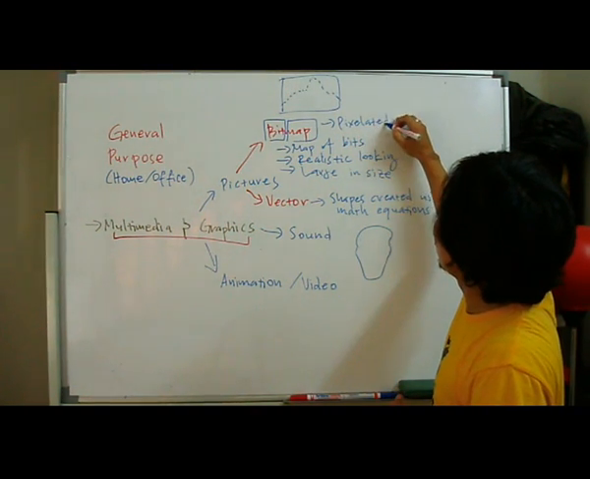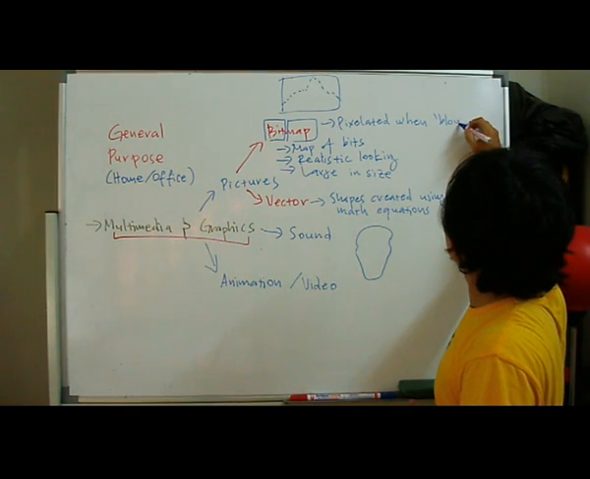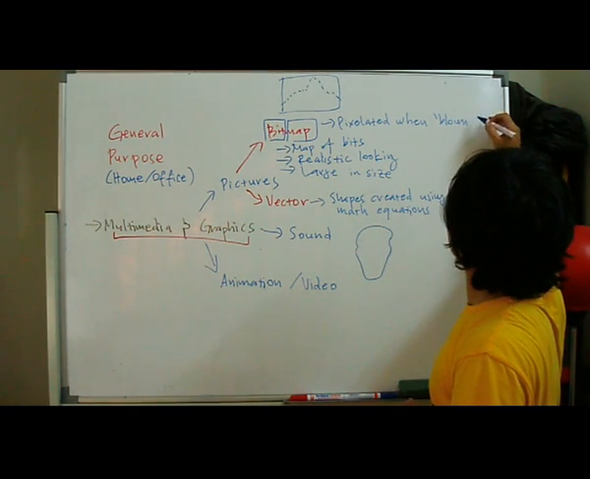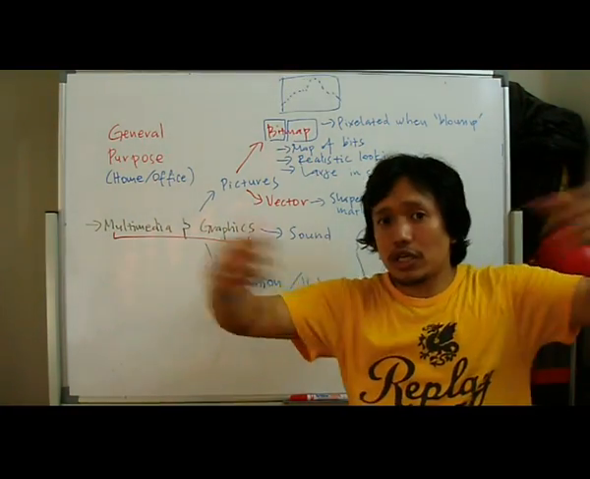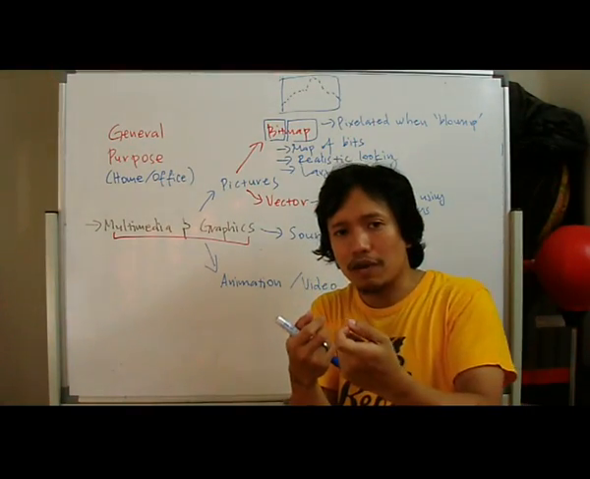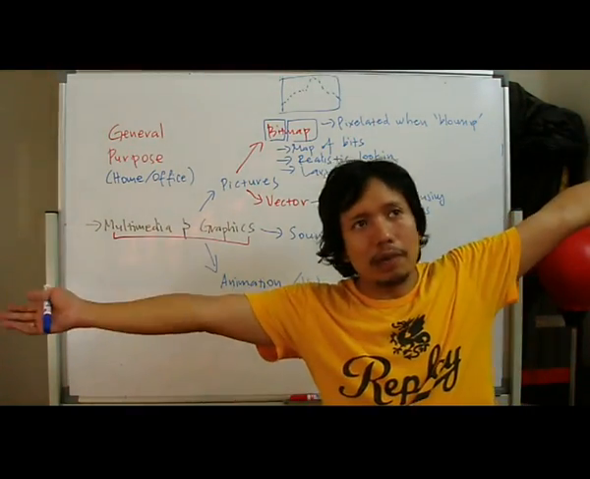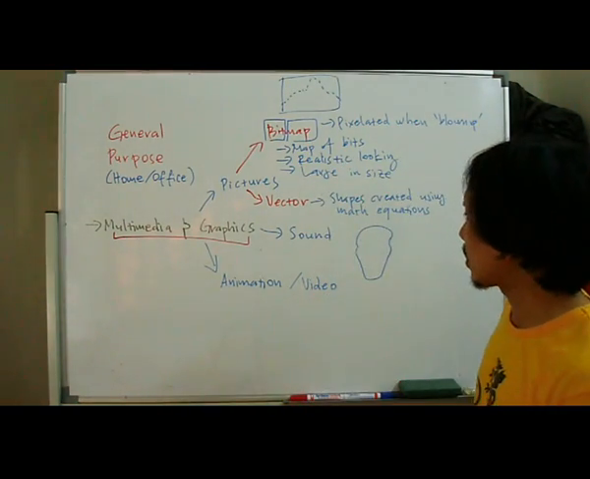Pixelated when blown out. Blown out meaning when you stretch it. Let's say you take a very small picture using your smartphone and you want to print a banner, for example, then maybe it won't be too sharp, right? Unless you can change it into vector, right?